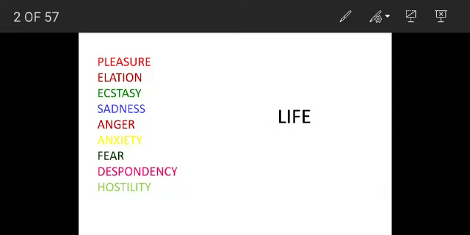So we need to understand that the entire neural circuitry that controls emotional behavior and motivational drive involves the limbic system. So we will see what emotion is. The whole emotion encompasses pleasure, elation, ecstasy, sadness, and so on and so forth. So these are the changes in your life.